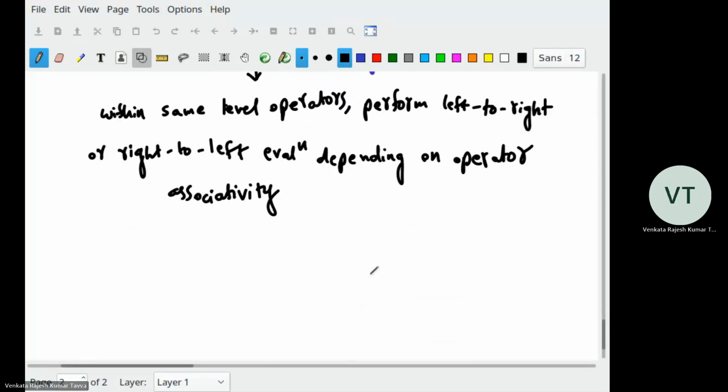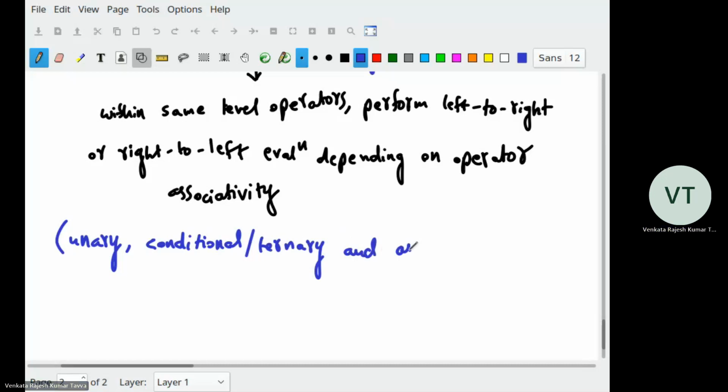All right. So among the operators that we saw so far, only 3 kinds of operators have right to left associativity. That is unary operators we just saw: negation, bitwise complement, or sizeof. These are all unary operators. They have right to left associativity. So unary, and then conditional, or another name is ternary, and assignment operators have right to left associativity.